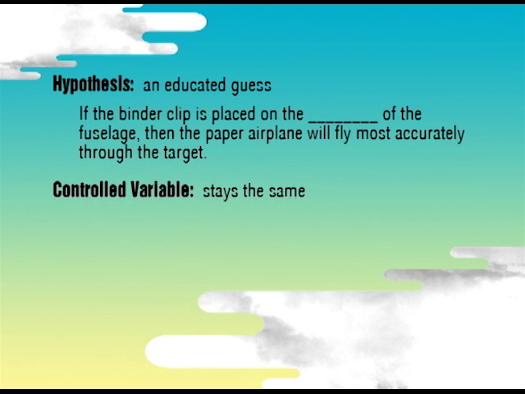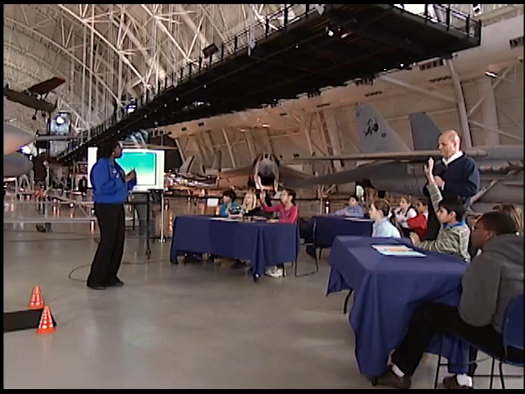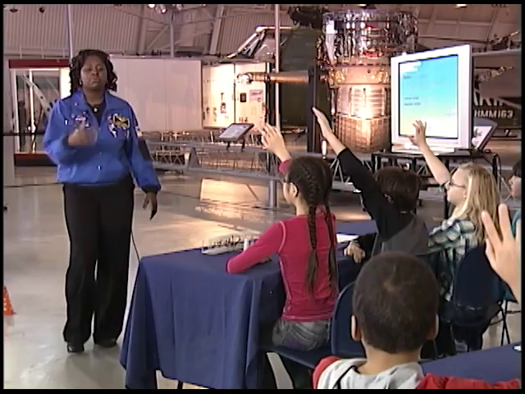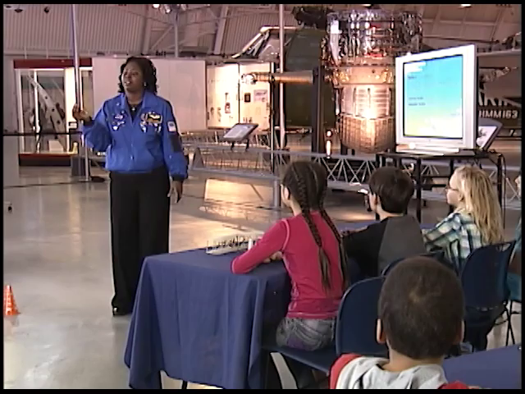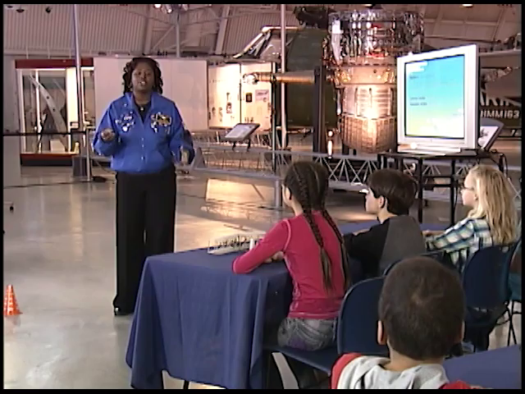The next step is called the independent variable. The independent variable is something that we need to change, and we can only change one thing. What can we change in our paper airplanes that does not affect the design of the paper airplane and will affect the way that it flies? What do you think? The placement of the binder clip on the fuselage. The placement of the binder clip on the fuselage, exactly. The binder clip has a weight to it. So wherever we place the binder clip, it's going to change the weight distribution on our paper airplane. So we're going to place the binder clip in the front, the center, and the back of the paper airplane.